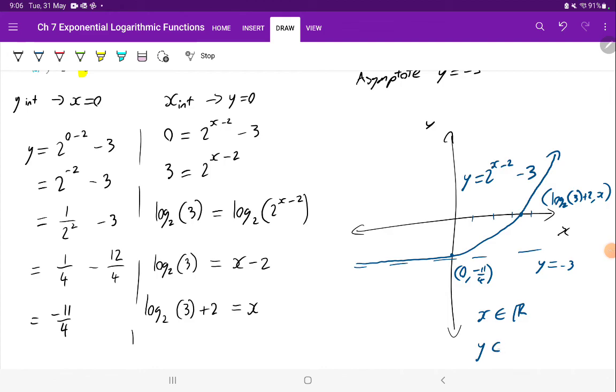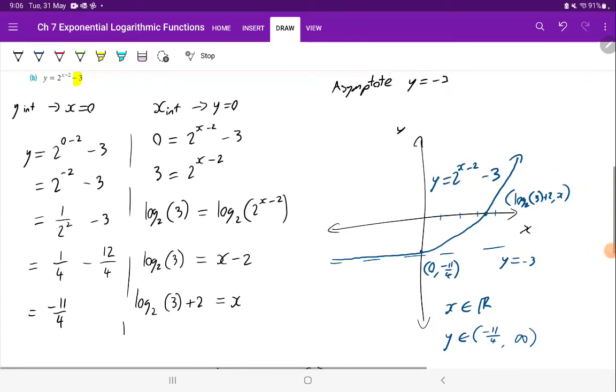Y. Now, y cannot be smaller than negative 11 on 4, and it's got no upper limit, so up to infinity. Alrighty, and there we go. There is a couple of sketches doing the full shebang in one go.